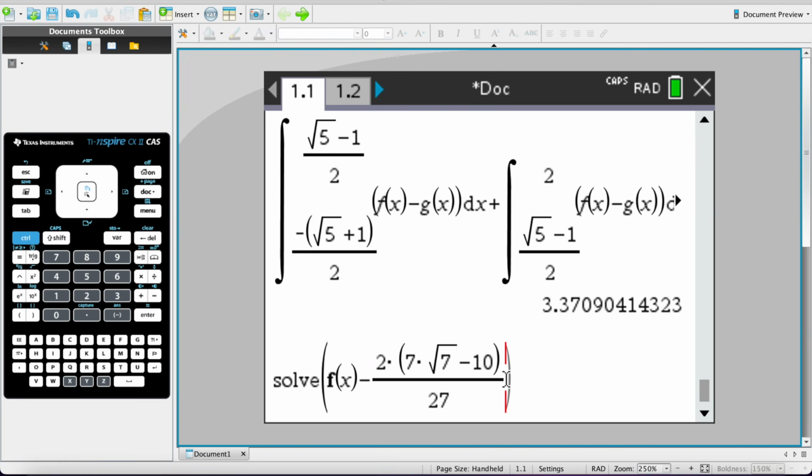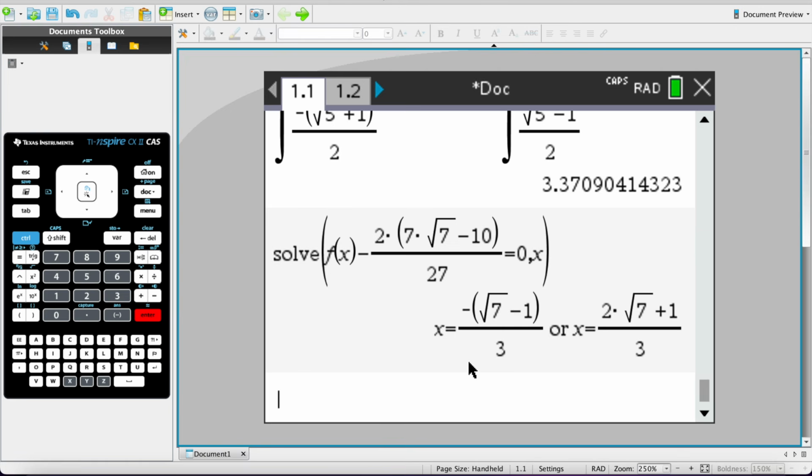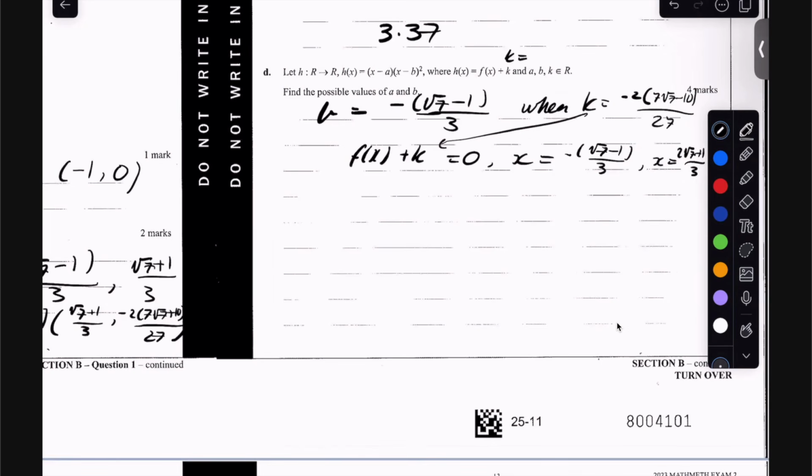And what we do there is we solve it equal to 0, comma, x. And we got, so this is our value of a, because this was our x. So x is equal to (2√7 + 1)/3. Now, what that means is that you can write (a, b) is equal to, a is (2√7 + 1)/3, and b is (-√7 - 1)/3. So that's the first case.